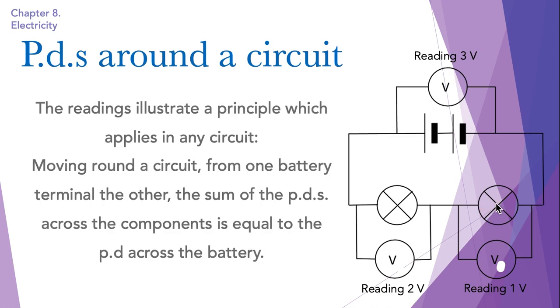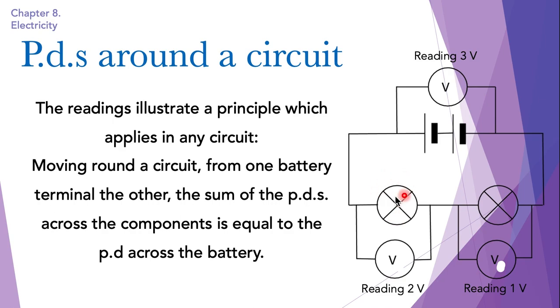So the readings here illustrate a principle which applies in any circuit. Moving round a circuit from one battery terminal to the other, the sum of the potential differences across the components is equal to the potential difference across the battery. If the lamps require more energy than the battery is providing, they would not work. And if they require less energy than the battery is providing, then again the circuit would not work.